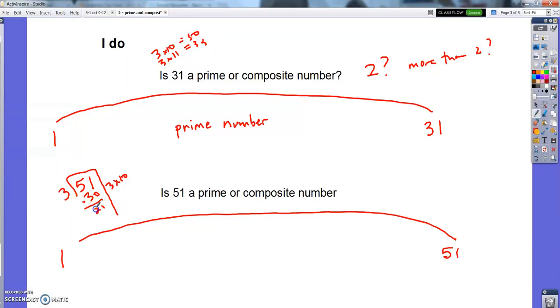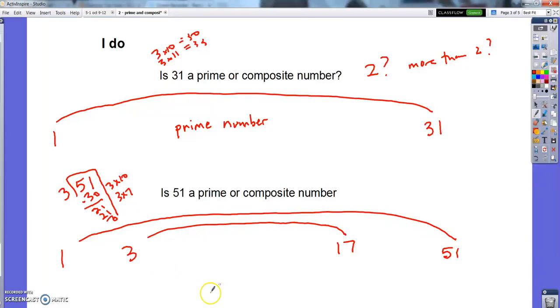Leaves 21. Oh, and look, it is, because 3 times 7 is 21. And no remainder. So it looks like 3 times 3 times 17. I'm sorry. Those are 2 more factors of 51.